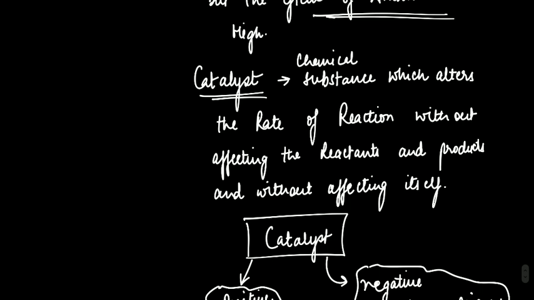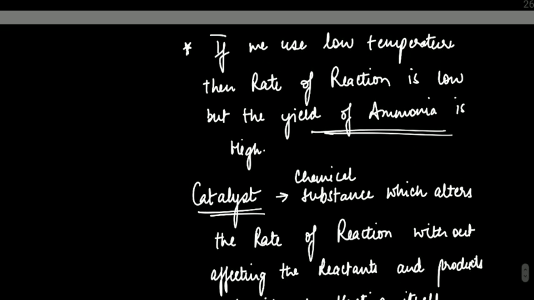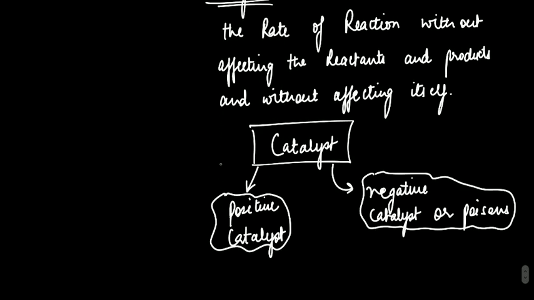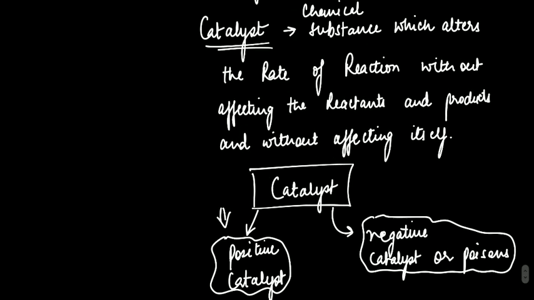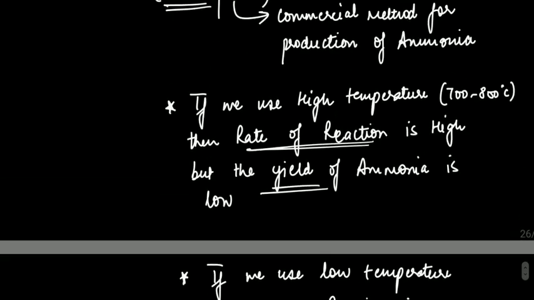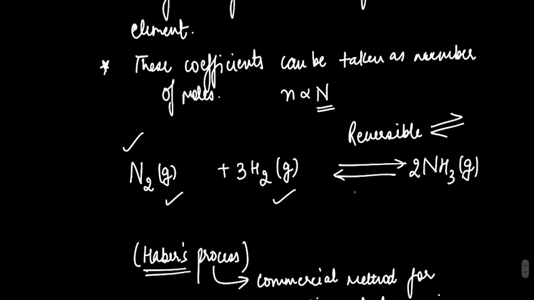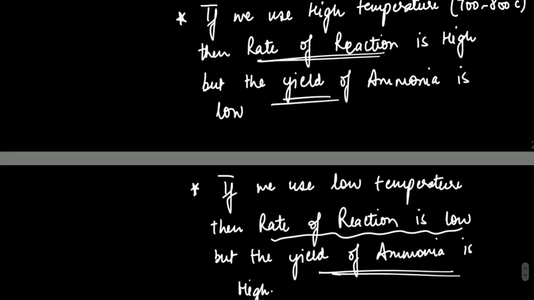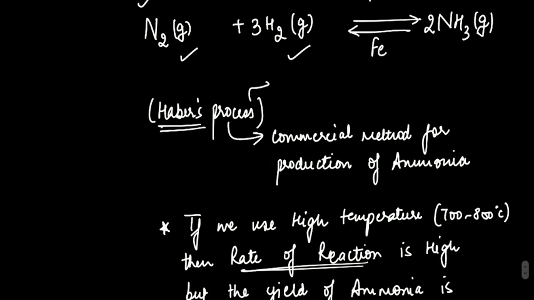Why do we need a high rate of reaction? Because at low temperature the rate of reaction is low. So how can we speed it up? By adding a catalyst, and to be more precise, a positive catalyst, because it's going to increase the rate of reaction. It is not going to change the concentration of reactants, it is not going to change the concentration of products, and it is not going to change itself. The positive catalyst that we use in Haber's process is iron.